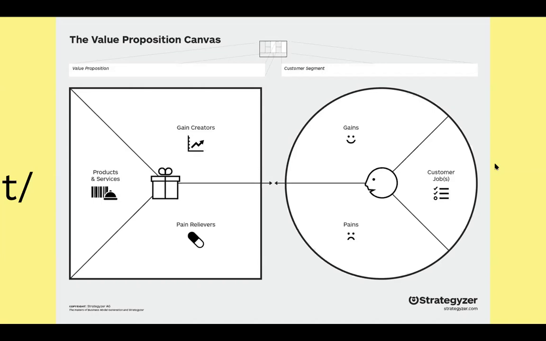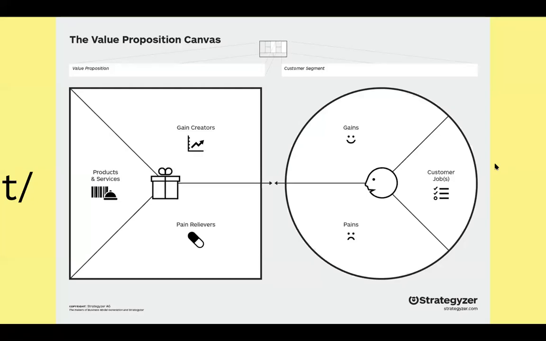And the more aligned you are with solving the pain issue and providing the gains the customer is wanting, the more likely you are to be successful, because you're going to shut out the competition because you are so much better aligned with your customer needs.